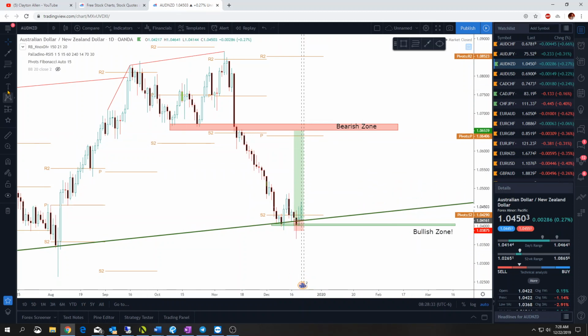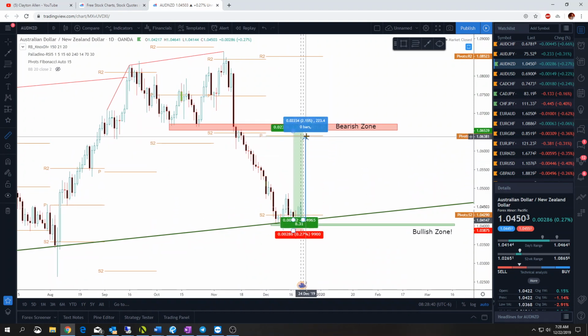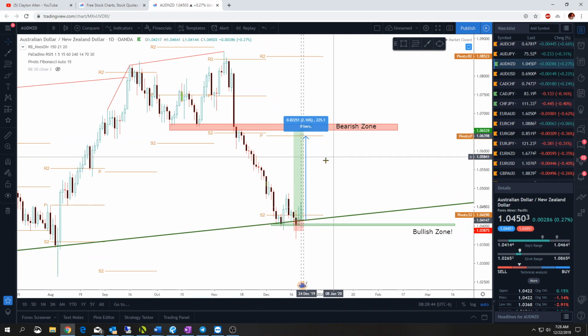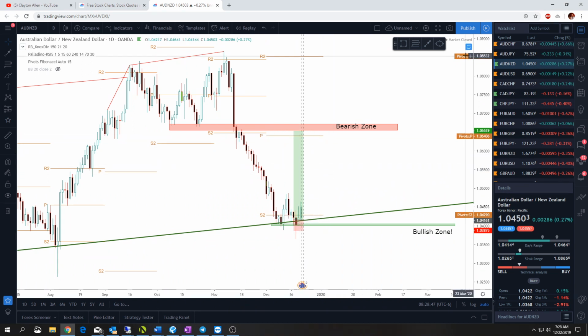Let's just measure that out. If you got in right when we got in and it hits that pivot, 225 pips. Not a bad day.